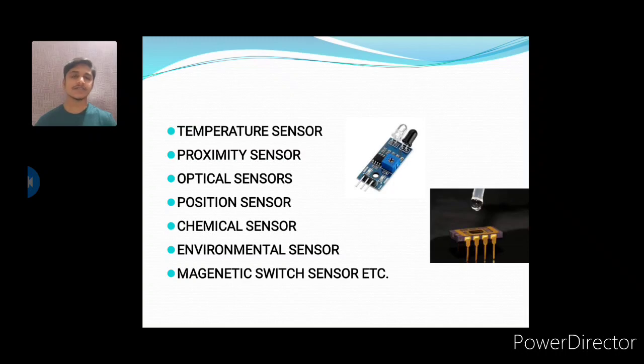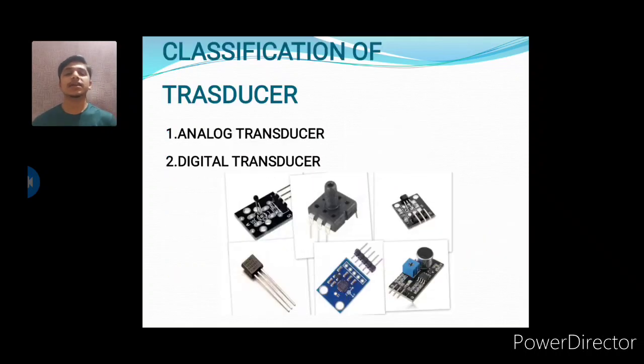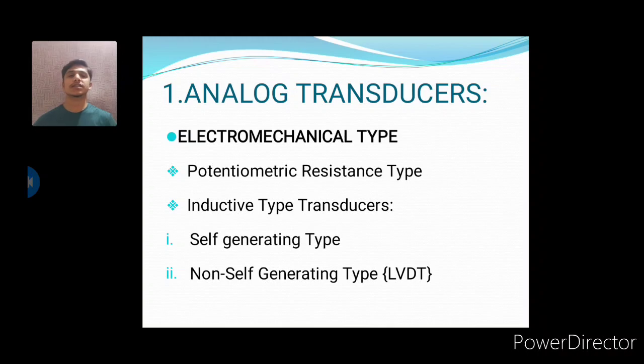As we have seen the classification of sensors, now we'll move on to the next part, our transducers. Transducers are classified into two types, analog transducers and digital transducers. In analog transducers, we'll classify the electromechanical type, in that the potentiometric resistance type and the inductive type. In the inductive type, we'll classify into the self-generating type and the non-self-generating type, that is called LVDT.